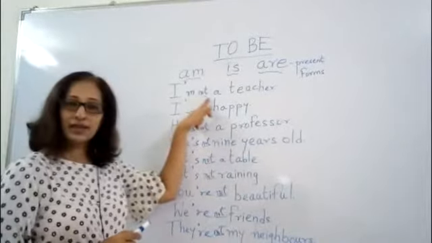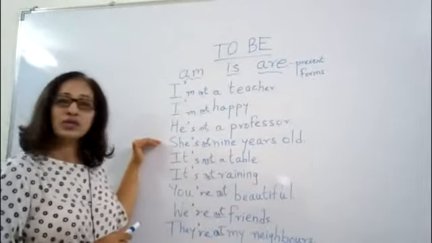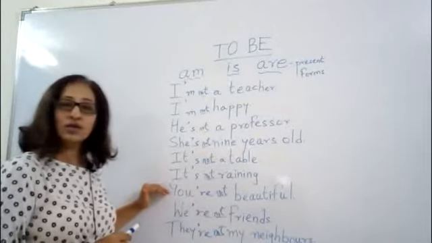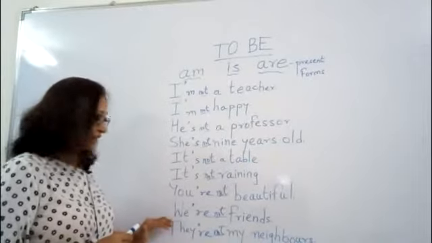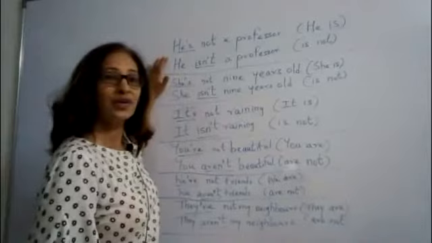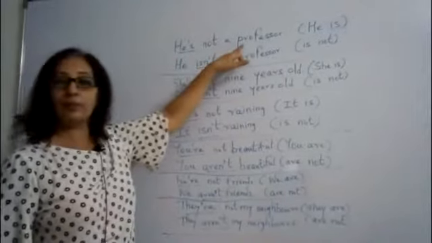I am not a teacher. I am not happy. He is not a professor. She is not 9 years old. It's not raining. You are not beautiful. We are not friends. They are not my neighbors. Okay, so these are negative sentences.